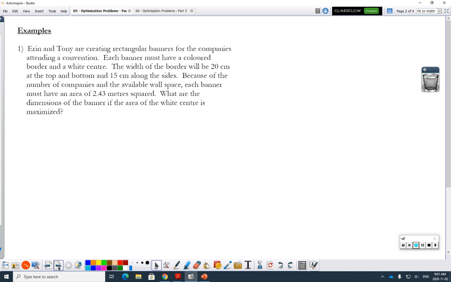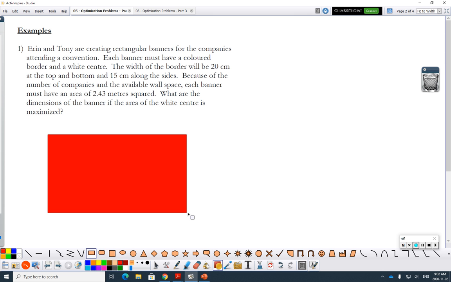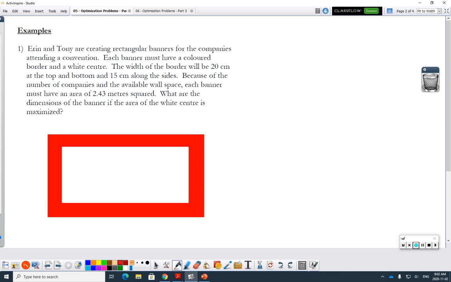Each of these posters is going to have this border around the outside where there's no printing, and then the center is where the main part of the poster is. The width of the border will be 20 centimeters at the top and bottom and 15 centimeters along the sides. Let me draw a picture there. What did they say? Colored border and white center. What color am I going to make these borders? Red, I guess. So I want a red filled rectangle. That's what I'm after. Then, same thing except a white filled rectangle. Something like that. Good.